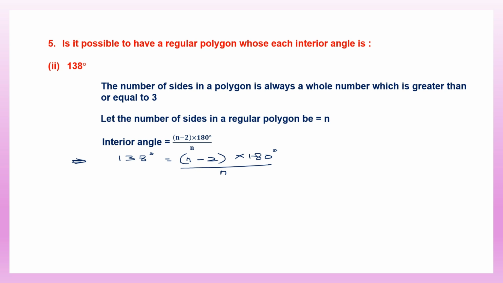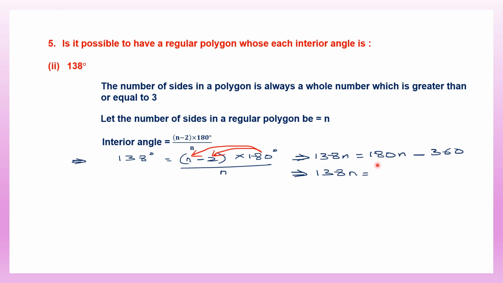So here we're going to transpose this n to the other side. So it becomes multiplication. So that becomes 138n is equal to. Now here let's multiply 180 into n. So that becomes 180n minus, multiply 180 into 2. That becomes 360. So now we are going to find 138n is equal to how much?